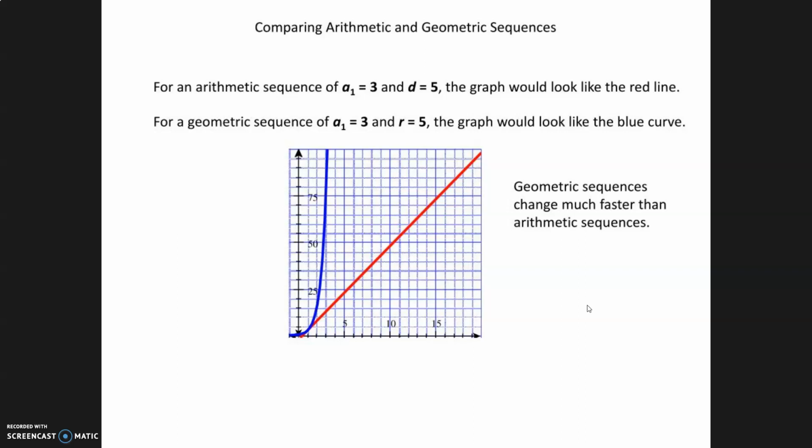If your first term is the same for an arithmetic and a geometric sequence, and your common ratio is the same as your common difference between the two, it should be no surprise that the geometric sequence is going to increase. It's going to grow much, much faster. It's an exponential formula after all versus a linear formula. We have a constant rate of change versus a multiplicative rate of change.